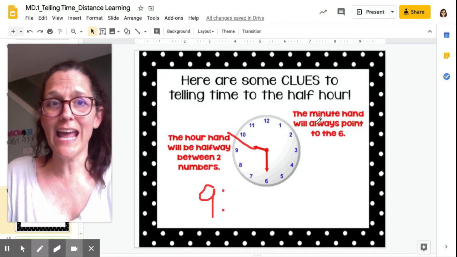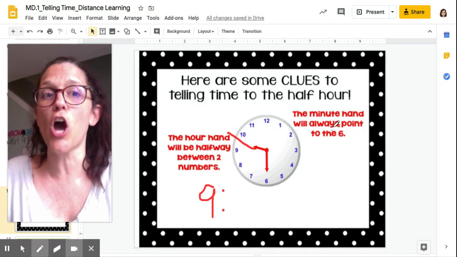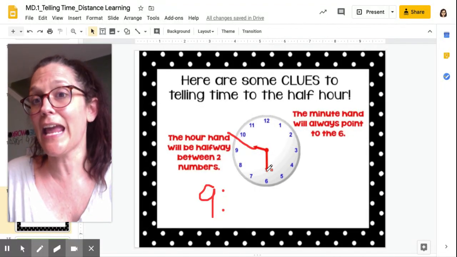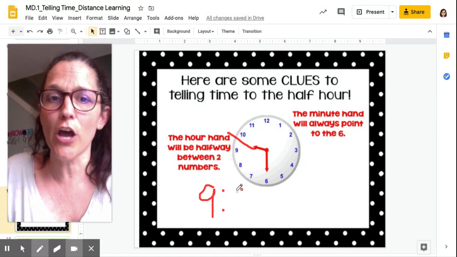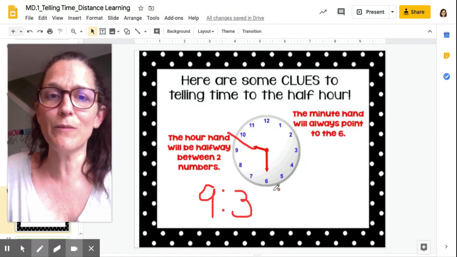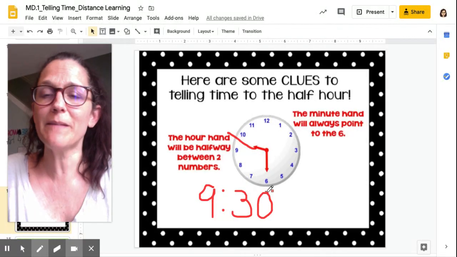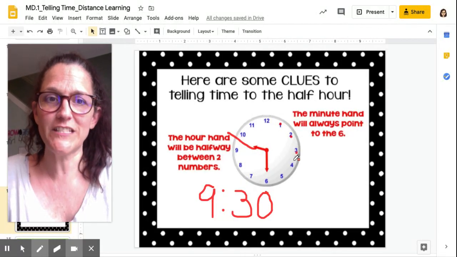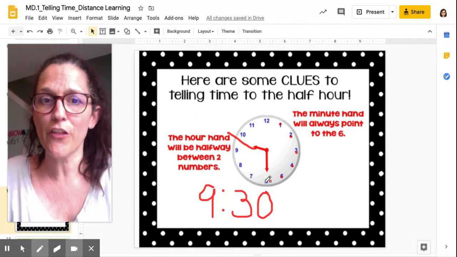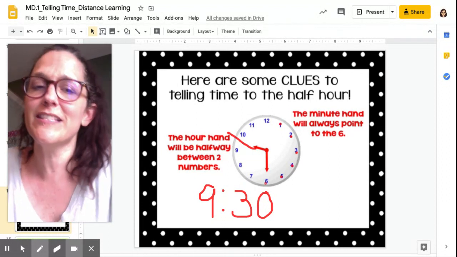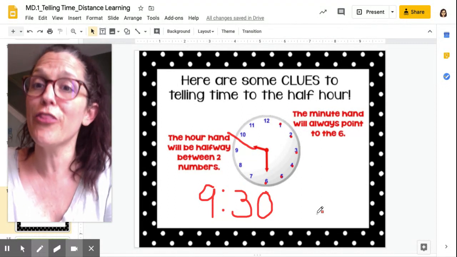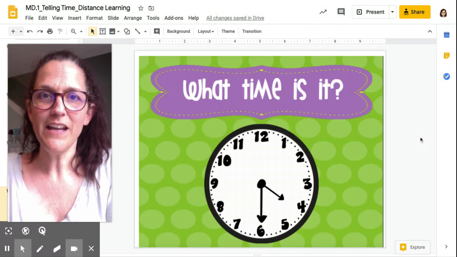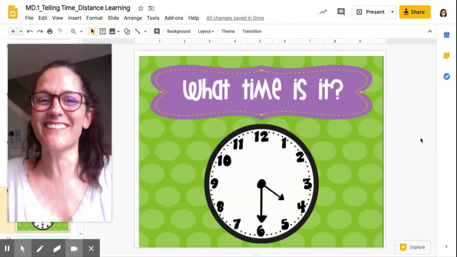And then the minute hand for a half hour is always pointing to the 6. So anytime I see the minute hand pointing to the 6, I'm going to know to write 30. Because as we learned last year, we skip count by 5s for the minutes. So 5, 10, 15, 20, 25, 30. Anytime it's there, it's half hour or 30 minutes. So that clock reads 9:30. Okay, pause, write down your answer.